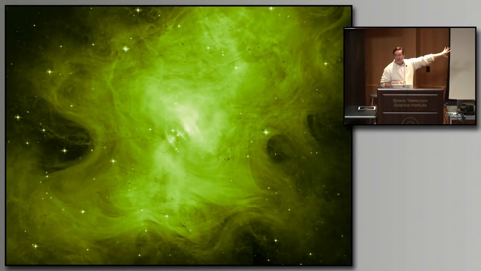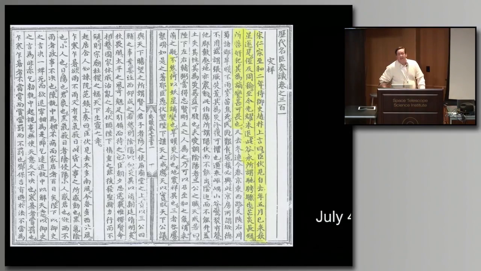It's a single filter image that was colored green. Actually, it's a broadband image, waveband, so it does actually have a green tinge to it. But let me explain a little bit more about it, okay? So the story starts a little while ago, on July 4th, 1054.